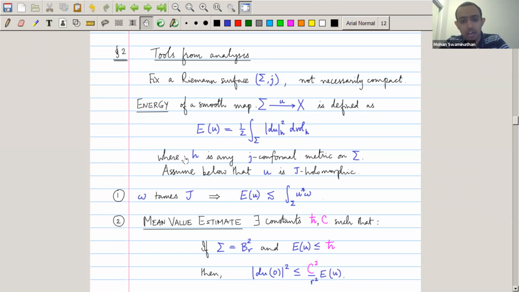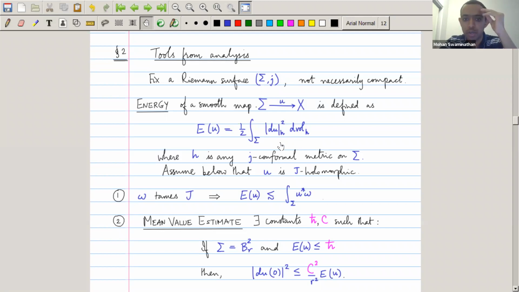So pick such a metric h, and then define the energy of u to be half of this integral. The integral is |du|² times the volume form of the metric. Both of these terms have an h dependence, but you can check that the product of these two is independent of h, because if I change h by a conformal factor, these two factors will change in exactly opposite ways so as to compensate, and this product will remain a well-defined differential form to be integrated on Σ. So that's what's called the energy of a smooth map.